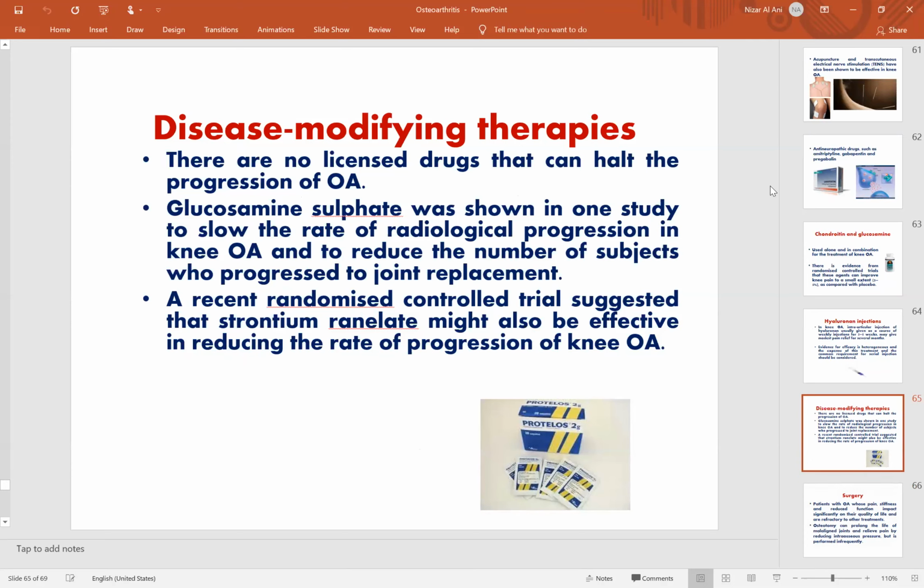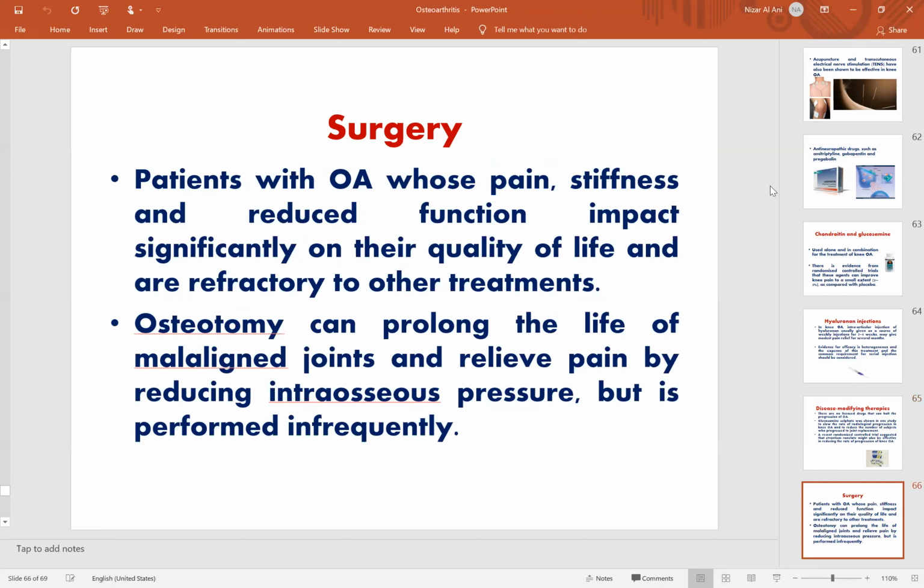There are some studies about the disease-modifying therapies. Actually, till now, there are no licensed drugs that can halt the progression of the disease. Glucosamine sulfate was shown in one study to slow the rate of radiological progression in knee OA. Recent randomized controlled trials suggest that strontium ranelate might also be effective in reducing the rate of progression of knee OA. But both of these medications are not approved as disease-modifying drugs. There is not enough study to prove this.